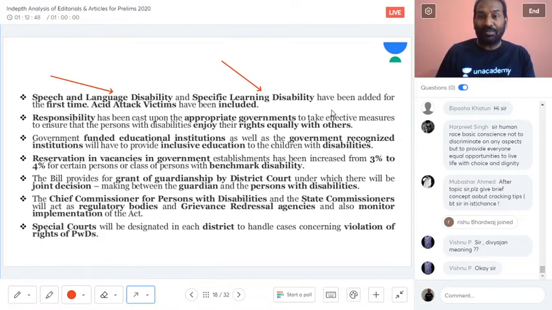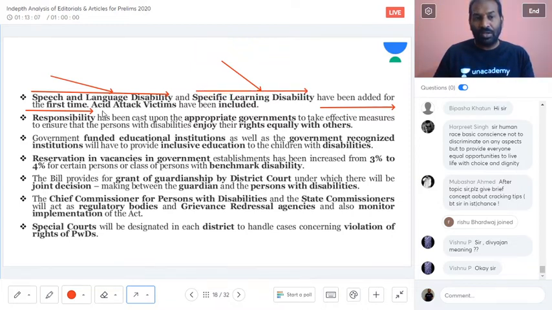So even that has been added for the first time, from the prelims point of view. And if it is asked in the mains also, you can put it in the mains answer. It will be very, very effective. For the first time, speech and language disability and also specific learning disability has been added, and also acid attack victims have been included in the persons with disability. This is very, very important for prelims factual or the salient features.